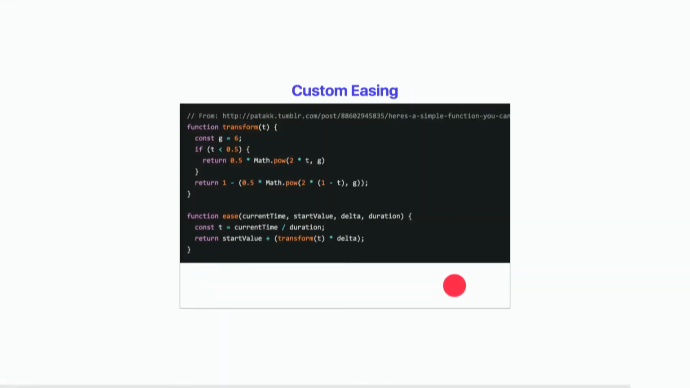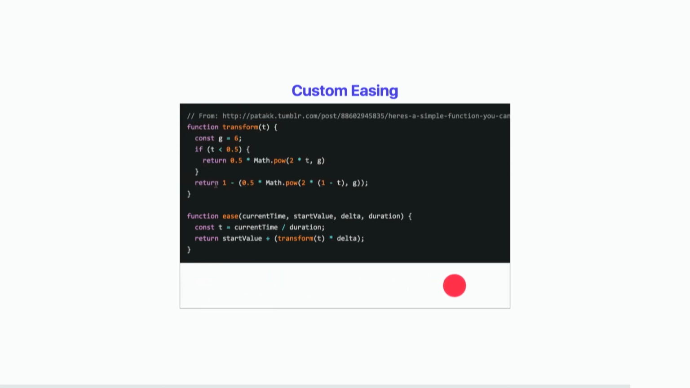So let's look at an example of an easing that's generated using the Penner equations. This is something I found from Patak, who's a really talented GIF animator. On his blog, he shared this function that he uses quite often to generate easings. Down here, you'll notice the actual Penner equation: the start value plus some kind of multiplier that we're generating, multiplied by delta. So that transform function is really the only one we mostly need to care about. In this case, this is the transform function that's being defined.